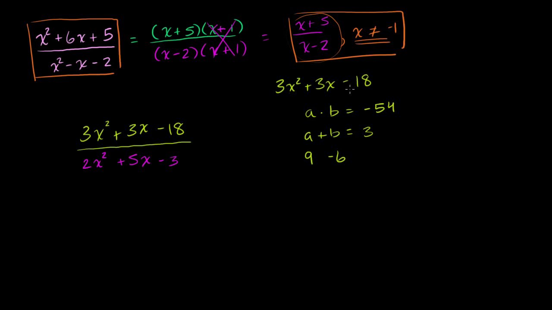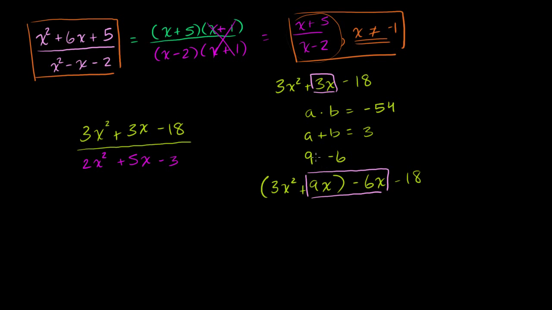So we can rewrite this as 3x squared plus 9x minus 6x minus 18. Notice, all I did here is split the 3x into a 9x minus 6x. The only difference between this expression and this expression is that I split the 3x into a 9x minus 6x. You add these two together, you get 3x. And the way I wrote it, you can actually ignore the parentheses. The whole reason I did that is so I can now group it.